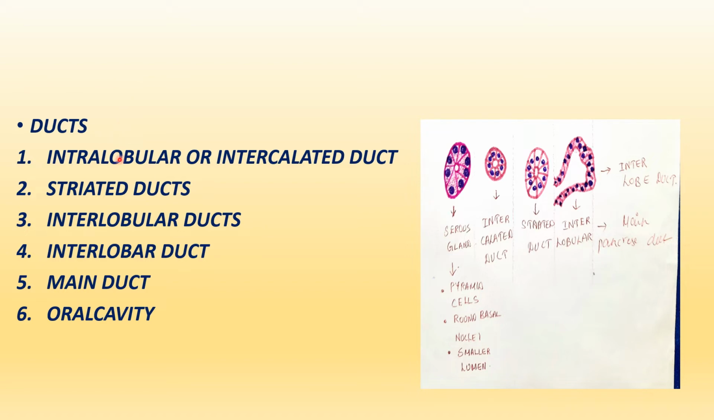In the duct system, you can see the intralobular or intercalated duct, striated duct, interlobular duct, interlobar duct, and the main duct, which finally drains into the oral cavity.